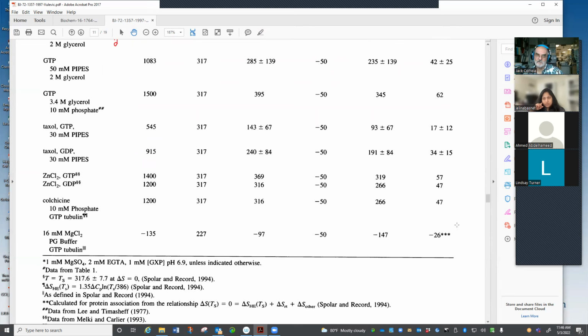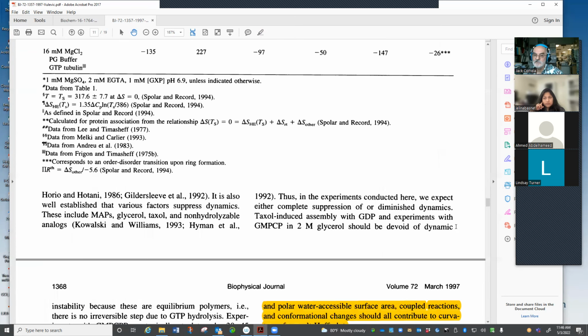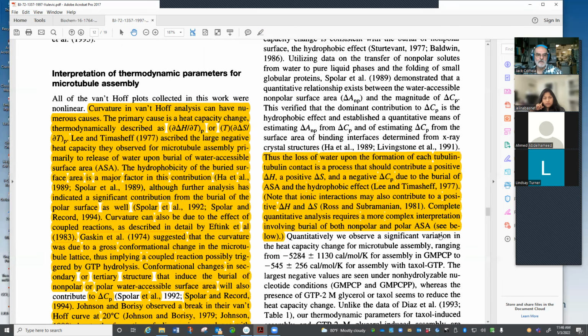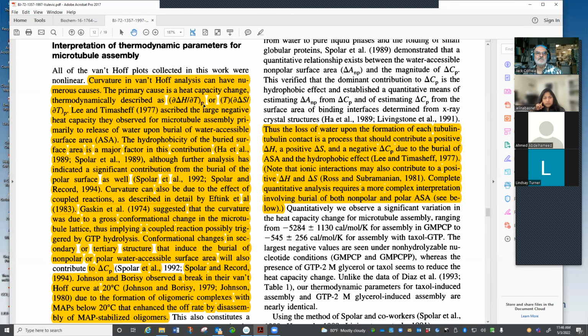Now, appreciate something. When this paper was published, we did not have the structure of a microtubule. We had no crystal structure of tubulin. We had no high resolution structure of tubulin in 1996, 97. Subsequently, we do. And subsequently, there's lots of specific things that one might be able to say about this type of analysis. Okay. And so this is an interpretation and a discussion of lots of different things. Okay. Let's take a few moments to look at this.